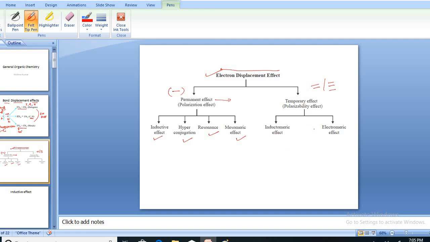Inductometric effect, that's not part of your syllabus anyway. So, electromeric effect, this normally operates in the case of multiple bonds. So let's have a discussion of inductive effect.